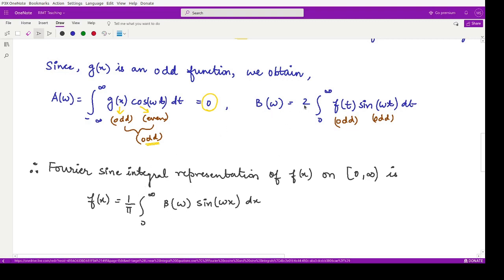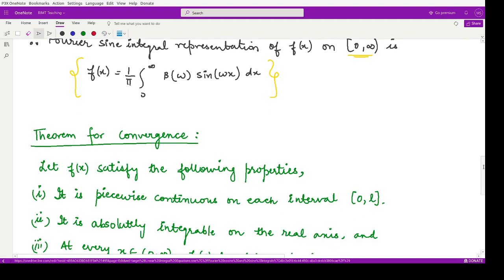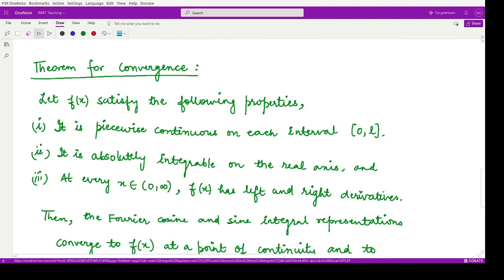And what is b omega? That would be twice the integration from 0 to infinity. Why? Because g of t was an odd function and sine t was also an odd function, so their multiplication would be an even function. And the value of g of t in the interval 0 to infinity is equivalent to f of t only. That is why we obtain the value of b omega as this. So when you substitute this value in the integral representation of your function f of x in this interval, the series now becomes this.